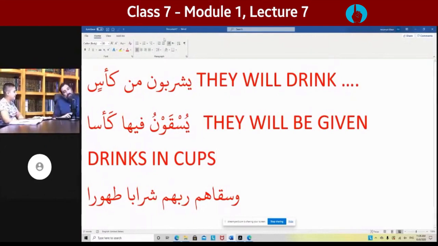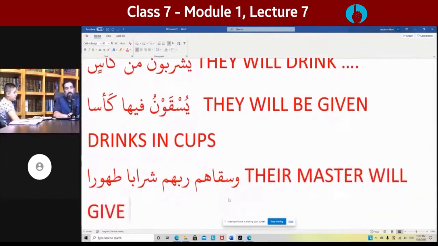Then comes the third part in the same surah, Surah Al-Insan. He says, وَسَقَاهُمْ رَبُّهُمْ شَرَابًا طَهُورًا. Their master will give them drink.